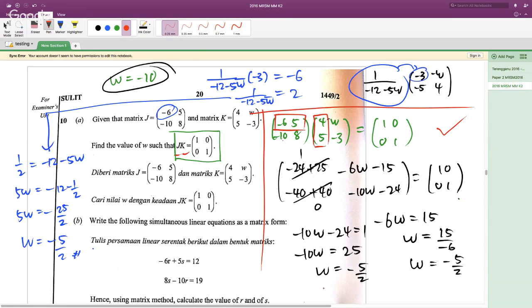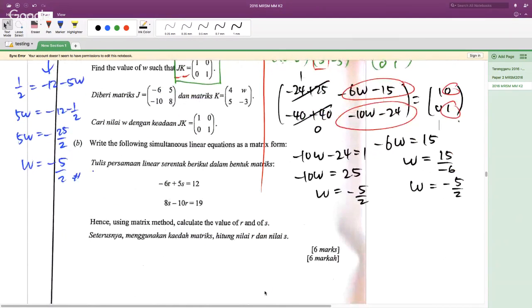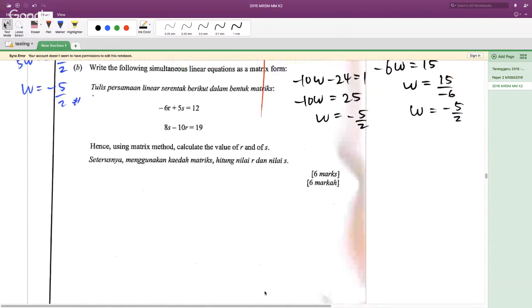All right, so yeah, you just multiply and then you just do some comparing the position with the position. All right, so okay, so let me move on. Okay, hence using the matrix method to solve this one.